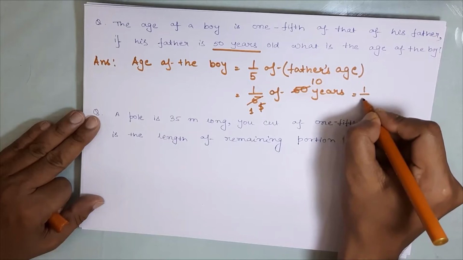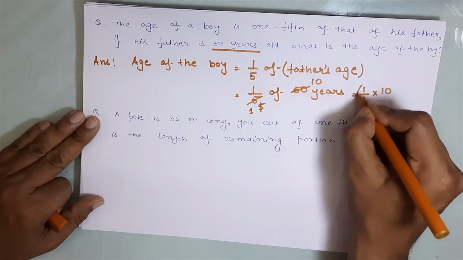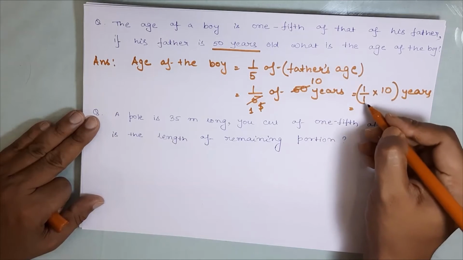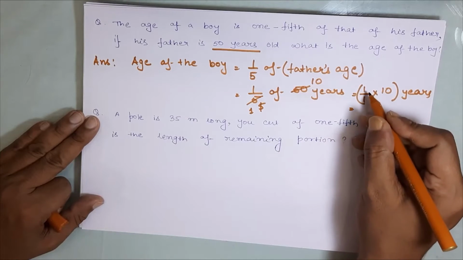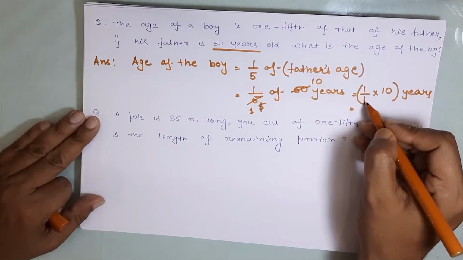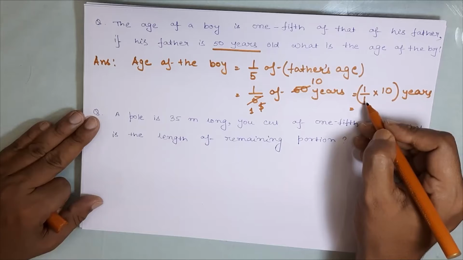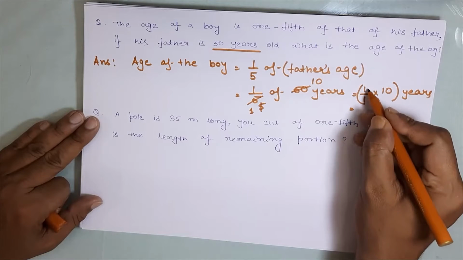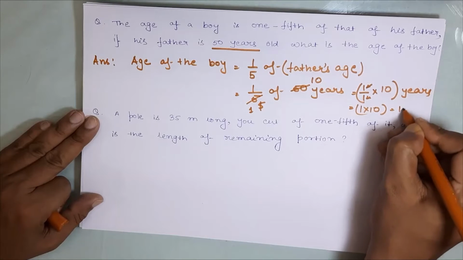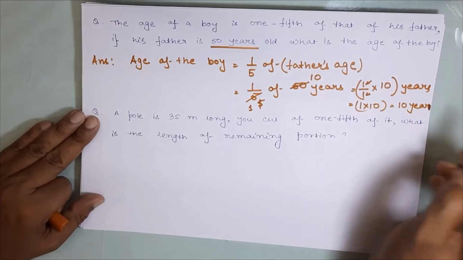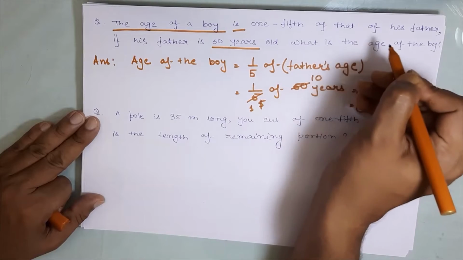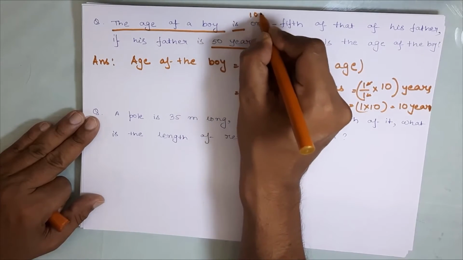So 1 by 1 into 10 years. If I divide any number by 1, we get the same number. Here 1 by 1 is 1 divided by 1, where dividend and divisor are both the same. Dividend is 1 and divisor is 1. So 1 into 10 equals 10 years. So the age of the boy is one fifth of his father's age, which is 10 years.